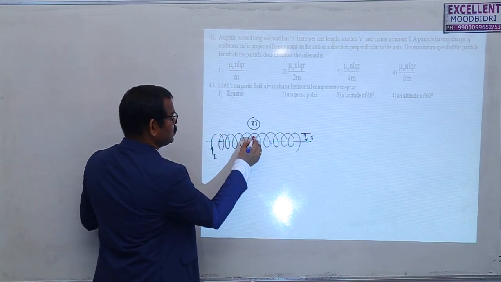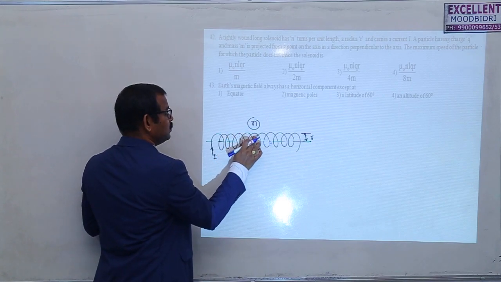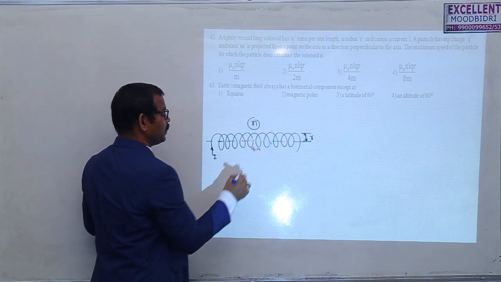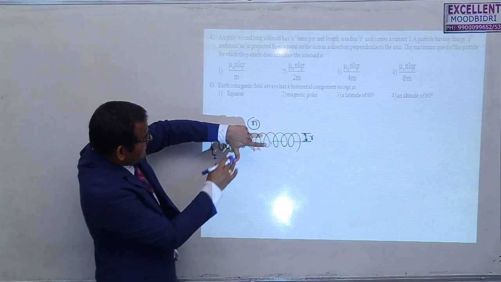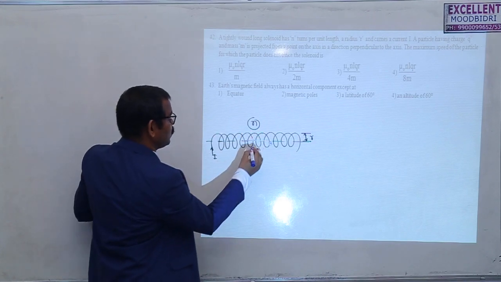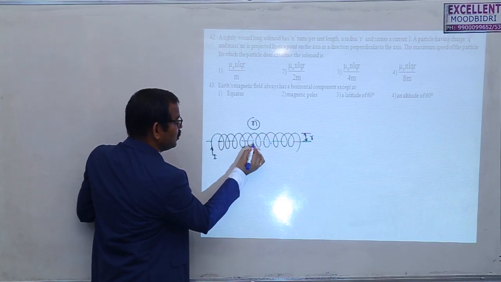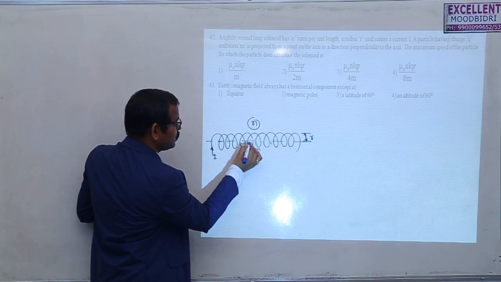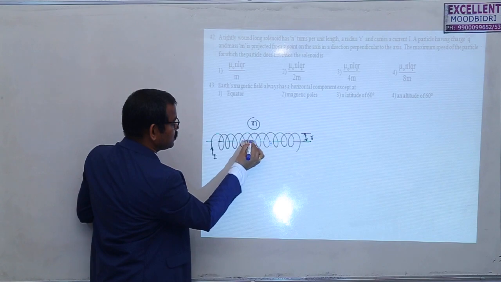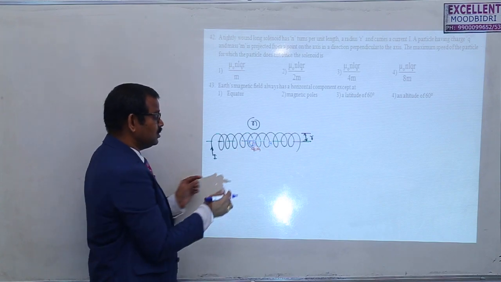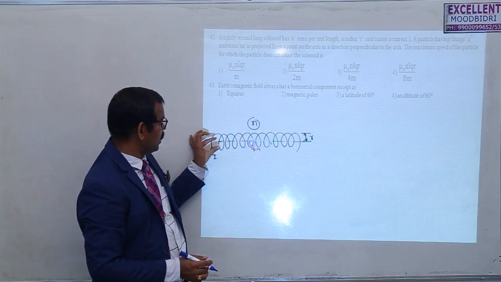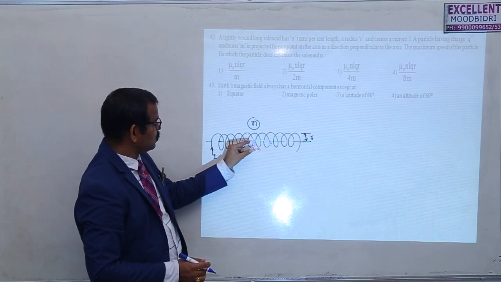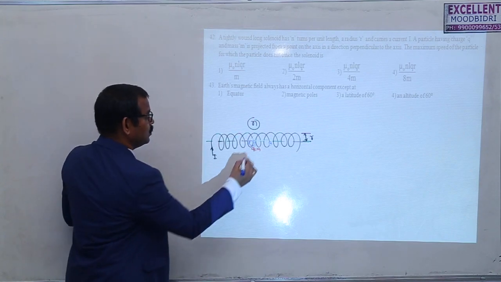So in this case, what happens? This charged particle enters the solenoid. If a positively charged particle enters, it will move downwards; it will experience a force like this. So the condition is that, while moving, it should not touch the solenoid. For this to happen, it should move in a circular path like this, whose diameter is almost equal to the radius of the solenoid.